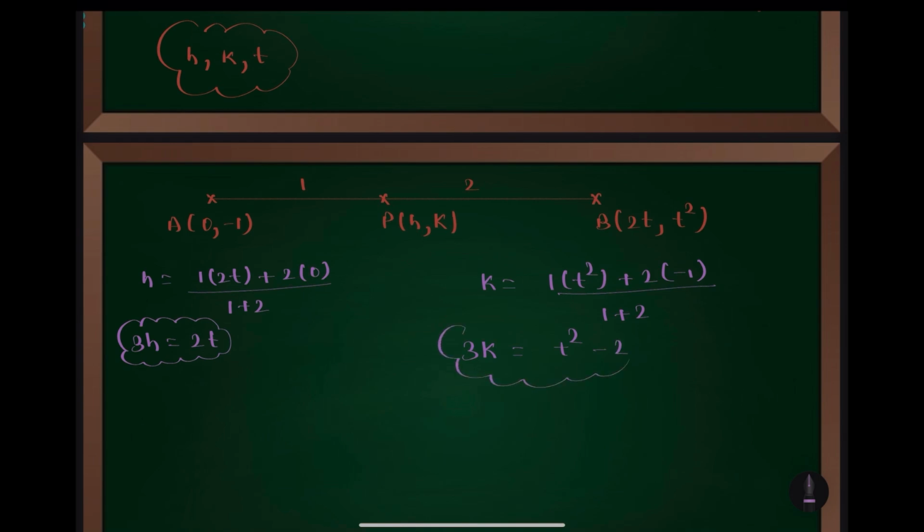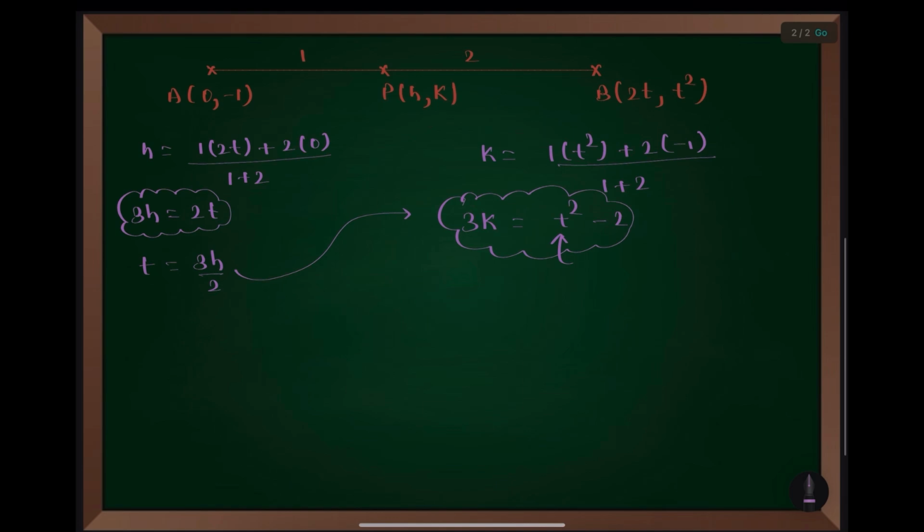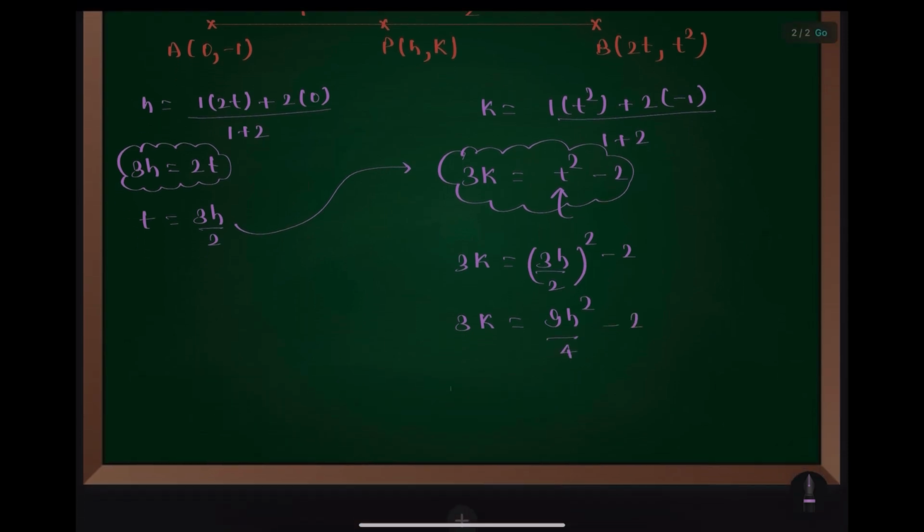Okay, we have to write down an equation free from any variable, correct? This h, k and t. So first I will try to remove t from this equation. So can I take the value of t from here? t is 3h by 2, and I'll substitute this value in this equation. So we will have 3k equals 3h by 2 whole square minus 2. So it is 3k equals 9h square by 4 minus 2. Now let's multiply both sides by 4. So 4 3s are 12k equals 9h square minus 8.